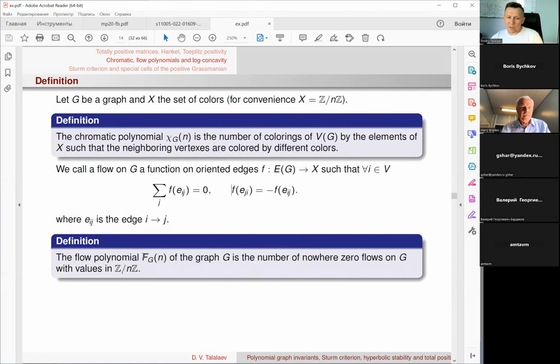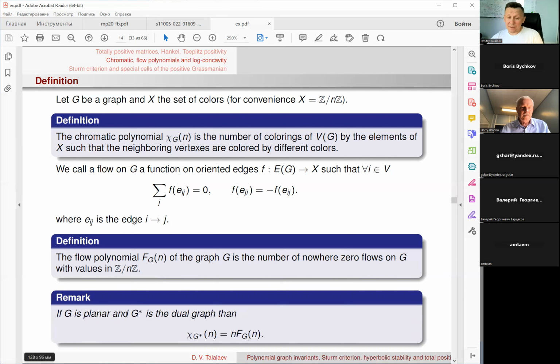The flow polynomial on the graph G is the number of nowhere zero flows. Is it related to Kirchhoff relations on the network? No. Yes, sure. But it's some story. But this condition is just the Kirchhoff relation. So the flow polynomial is just the number of nowhere zero flows on the graph with values from 0 to n minus 1.